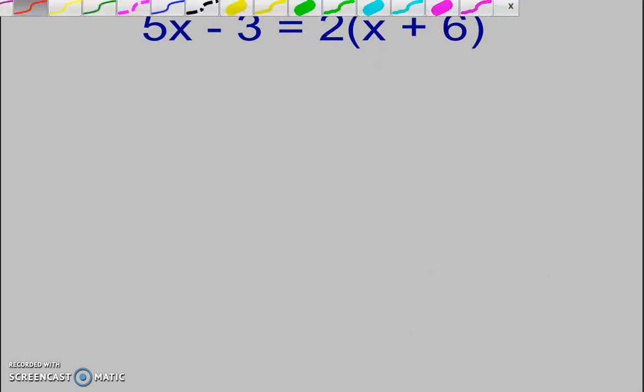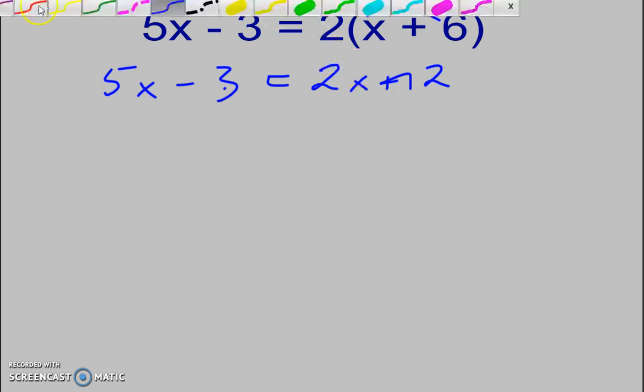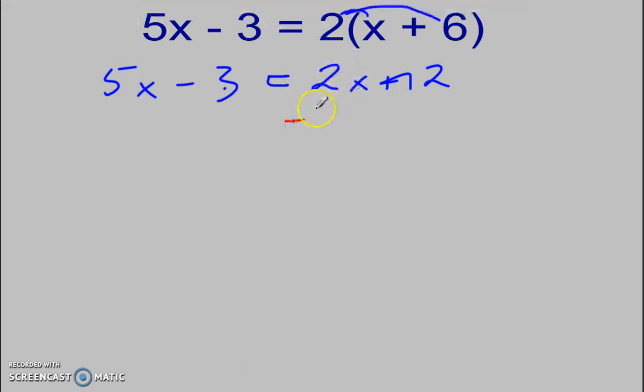Here's an example involving the distributive property. You have to simplify first. 2 times x is 2x. 2 times 6 is 12. Now each side is simplified. And now I look to see which one's the smaller variable term. The 2x. Subtract 2x.